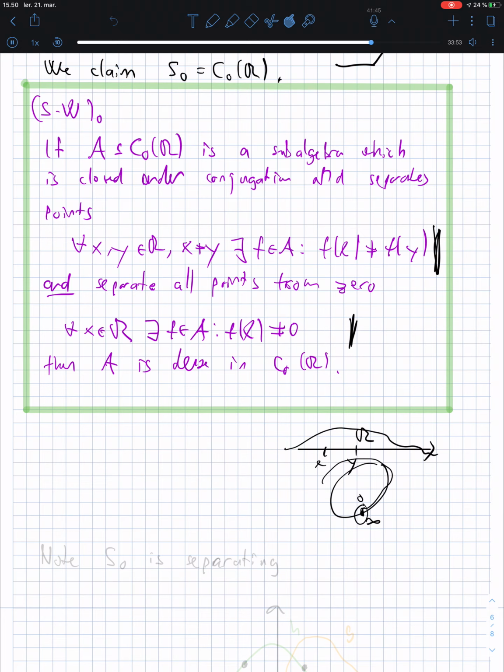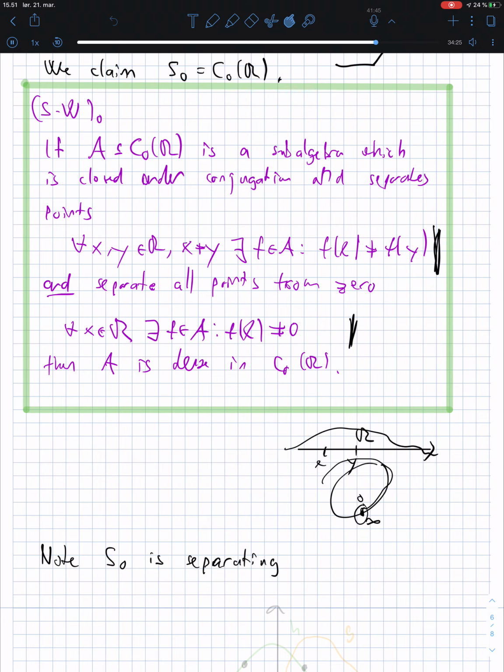Okay, so why am I doing this? Of course, I want to use the Stone-Weierstrass theorem, and I want you to note that S naught is separating in the sense that I explained before. And why is it separating? Well, that's because we have put two functions. One looks like this, and the other one, actually, let me go back and use the right colors.